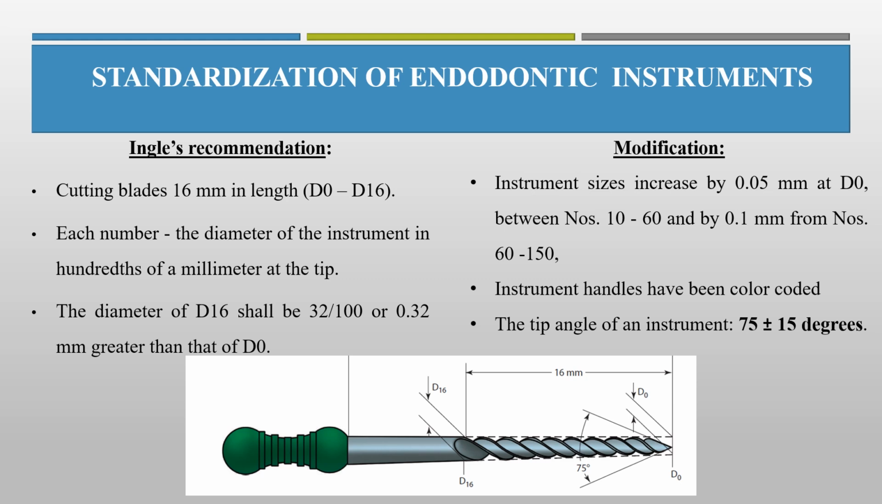Apart from this, the instrument sizes are going to increase. The later modifications include that the instrument size is going to increase by about 0.05 mm at D0 between the numbers 10 to 60, and 0.1 mm from the numbers 60 to 140. The instrument handles have to be color coded, and the tip angle of an instrument should be at an angulation of 75 plus or minus 15 degrees. So these are the standardization of endo instruments. It helps in identifying the instrument and gives them a specific shape and size, so that they can be used with it for endo treatment. Thank you.